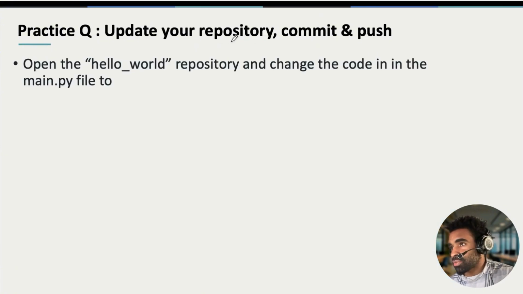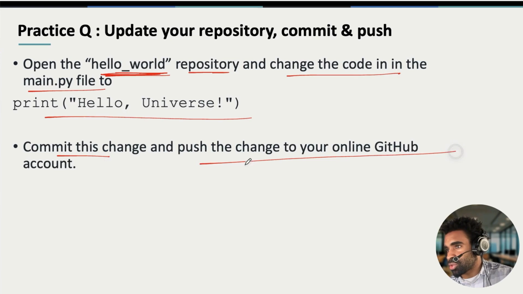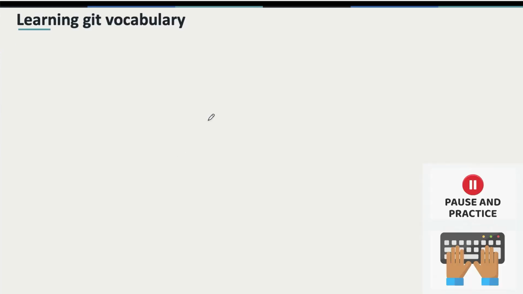Here's a practice question for you. I want you to open the Hello World repository that you created for the previous practice question and change the code in the main.py file from whatever it is to print hello universe. Commit this change and push it to your online GitHub account.